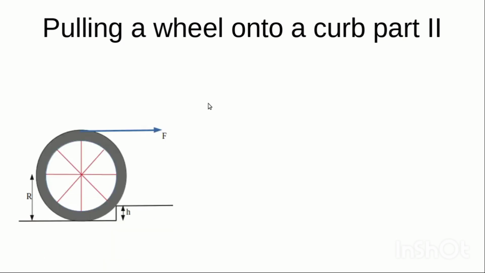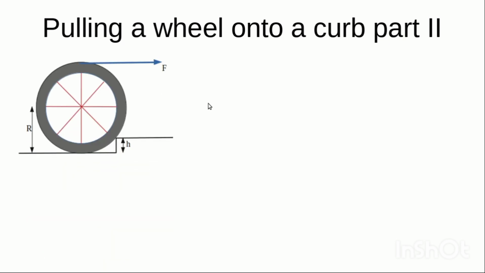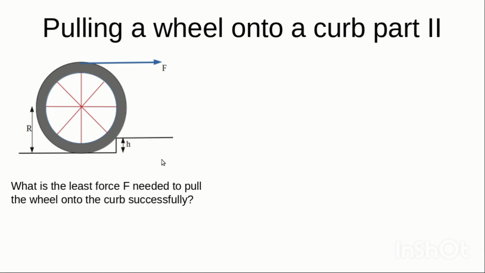In this video, we are going to take a look at part 2 of the previous problem that we looked at. So the problem we are going to be looking at is in this form. In our previous video, we found the least force F acting at this point along this axis through the center of this wheel. But this time around, we are going to be looking at the least force acting at this point. So let's look at the problem attached to this problem diagram. What is the least force needed to pull the wheel onto the curb successfully?